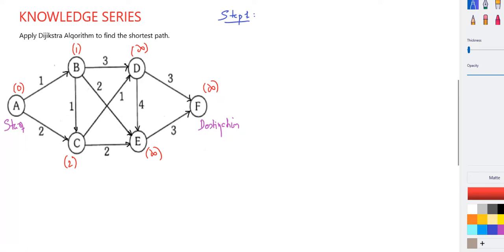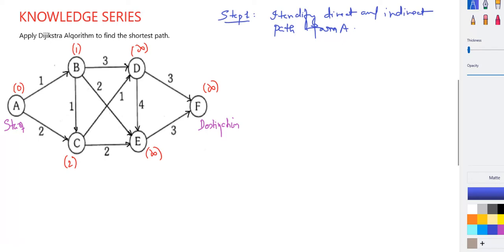So the very first thing is that we identify the direct and indirect path from A. So this first part is over.